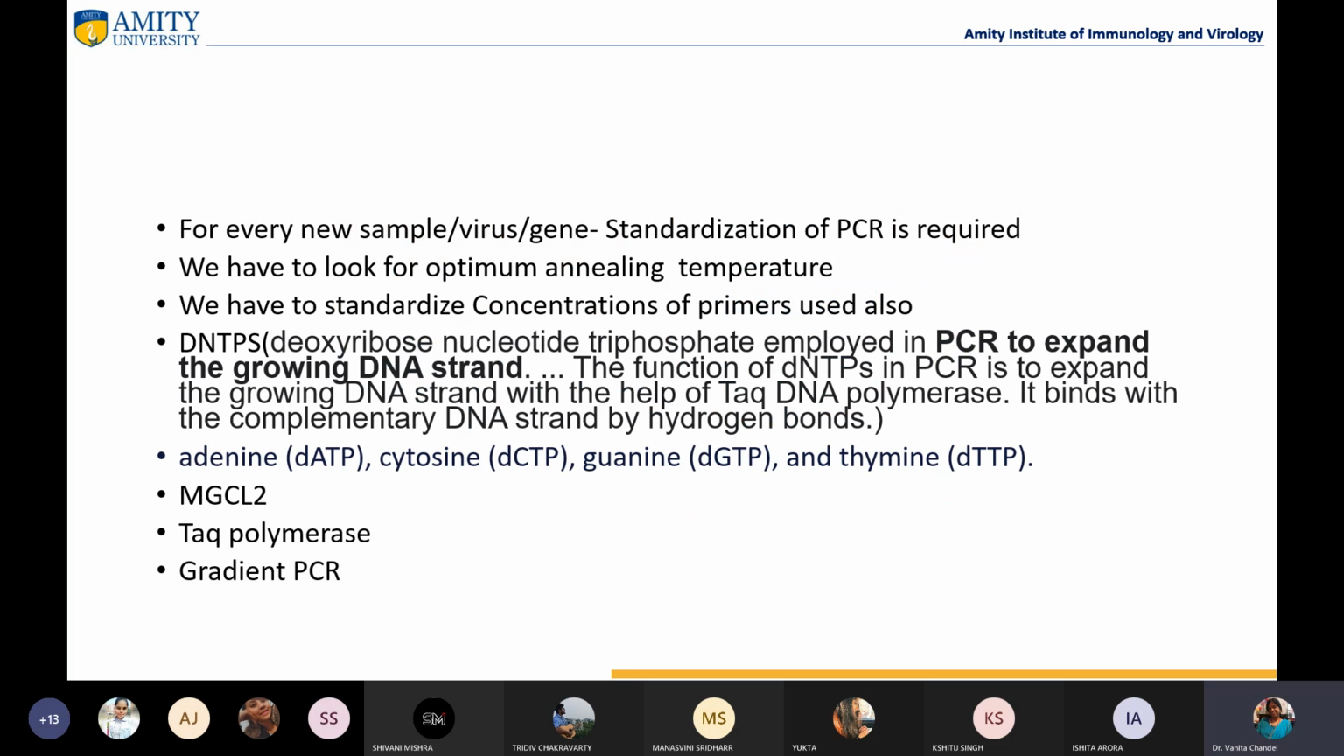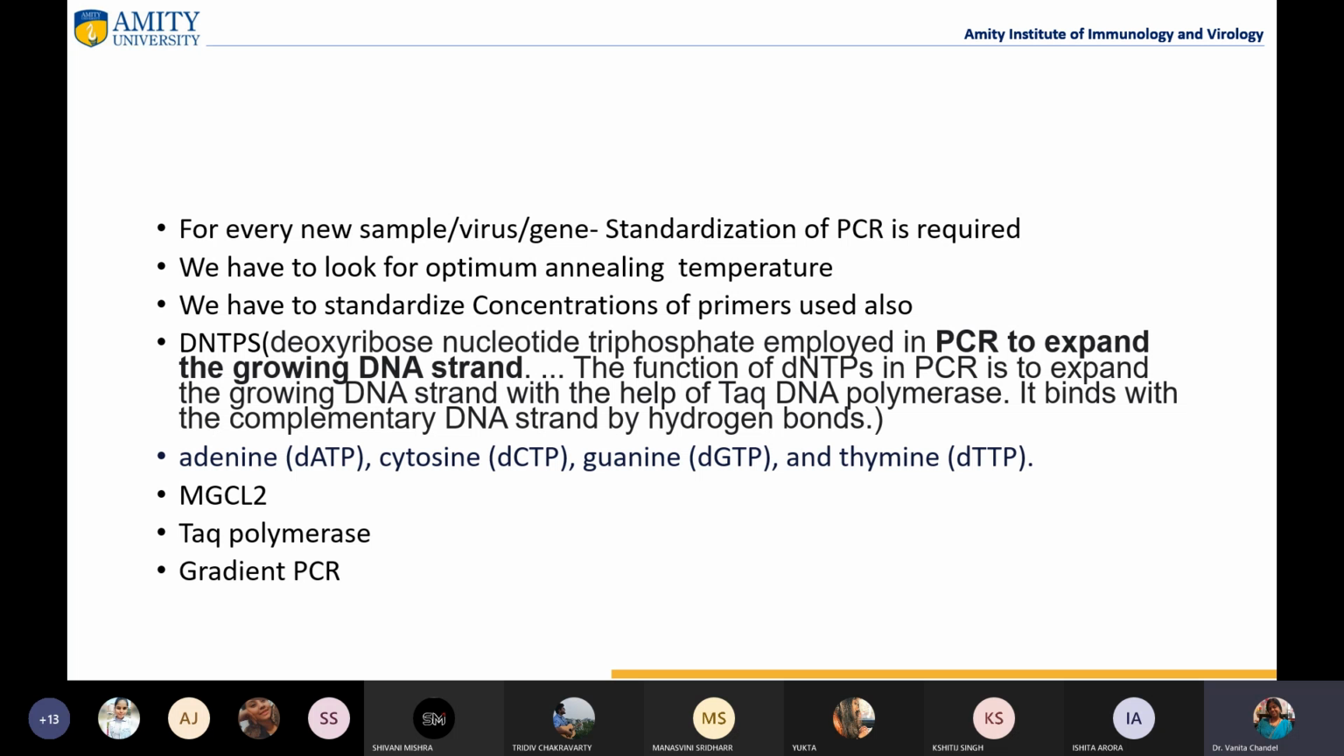And this is again the same thing: for a new sample, new virus, and new gene, we need to standardize the PCR. We need to look for the optimum annealing temperature. We sometimes need to standardize the concentration of the primers. For some we need a lower concentration of primers, somewhere we need a higher concentration, even the concentration of enzymes sometimes, right? Then I told you the dNTPs are added. Their function is to extend the growing DNA strand with the Taq polymerase, with MgCl2 as the enzyme cofactor.